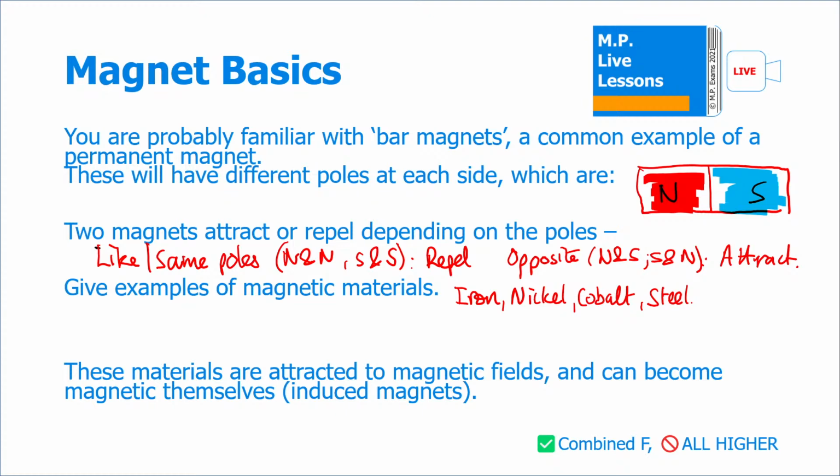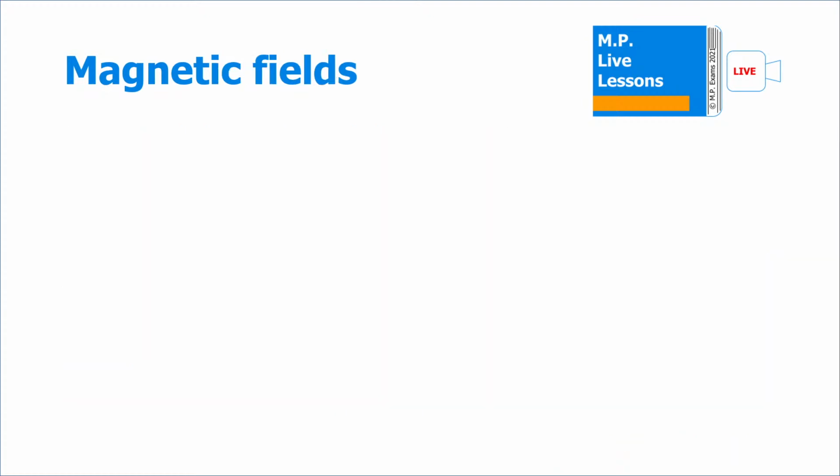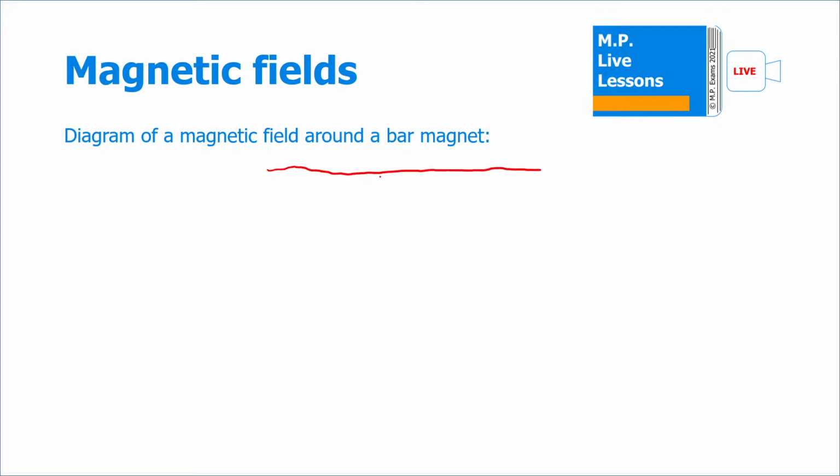Next, you need to know about magnetic fields. So, this forms the basic stuff for later things like motors. So, we need to know the diagram of a magnetic field around a bar magnet. So we'll have a bar magnet again. North at the left, south at the right. I'll highlight each end.